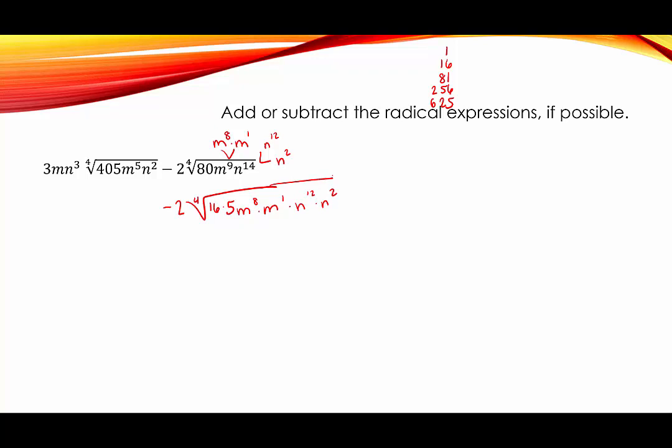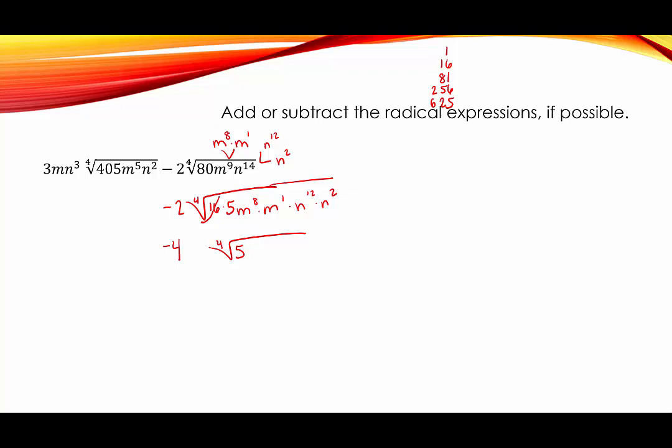Okay, and now we're going to take those perfect powers of 4. So the 4th root of 16 is 2. 2 joins the minus 2 in front via multiplication, so we get minus 4. And then under the radical, I don't know how much space I need, but we're going to put that 5 there. Here we have m to the 8th.